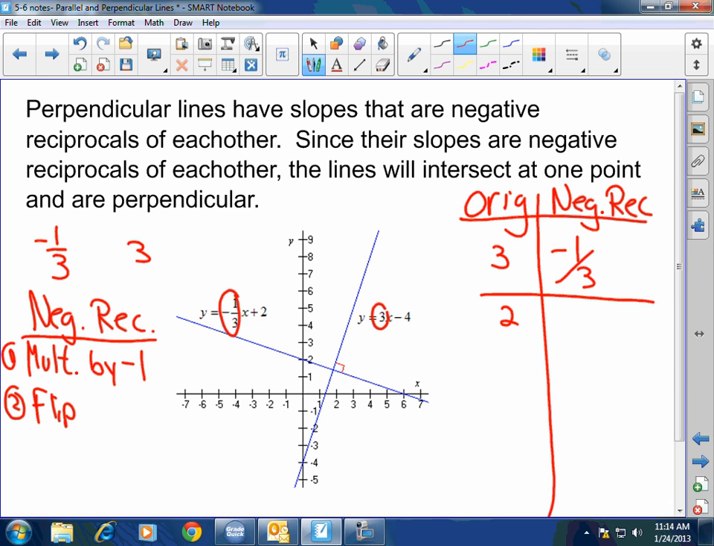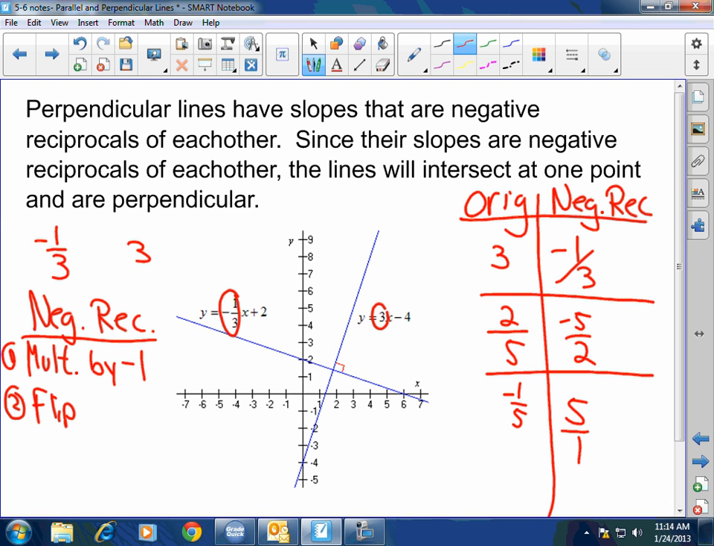If my original slope is 2/5, what's my negative reciprocal? Negative 5/2, because I multiplied by a negative and I flipped. If my original slope is negative 1/5, what's my negative reciprocal? Positive 5/1, because you multiply by a negative and flip. Are you with me, guys?